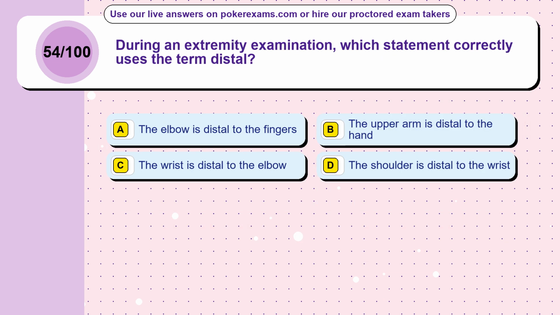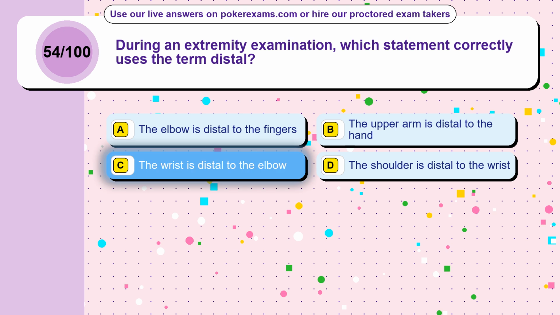Question 54. During an extremity examination, which statement correctly uses the term distal? Option A. The elbow is distal to the fingers. Option B. The upper arm is distal to the hand. Option C. The wrist is distal to the elbow. Option D. The shoulder is distal to the wrist. The correct answer is option C. The wrist is distal to the elbow.